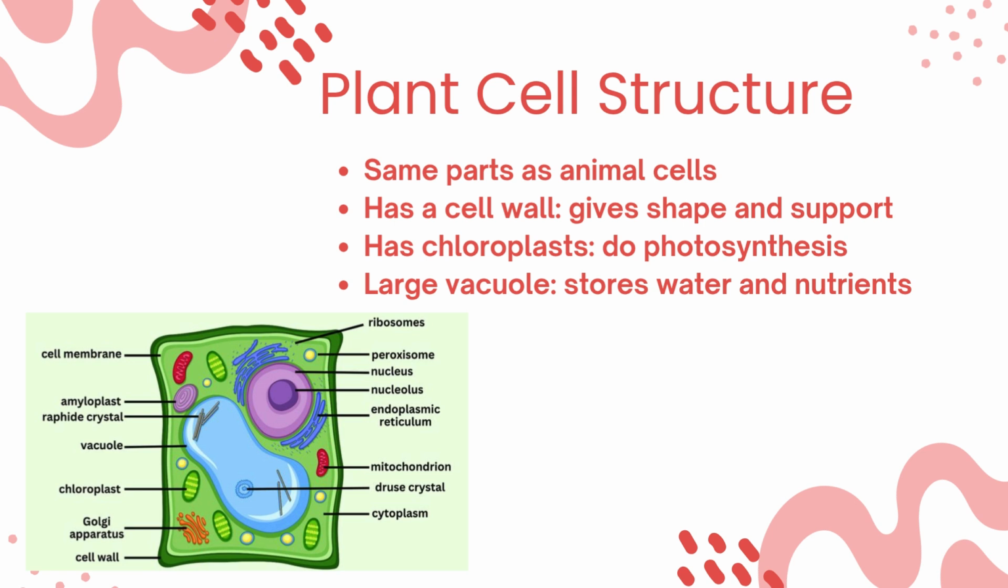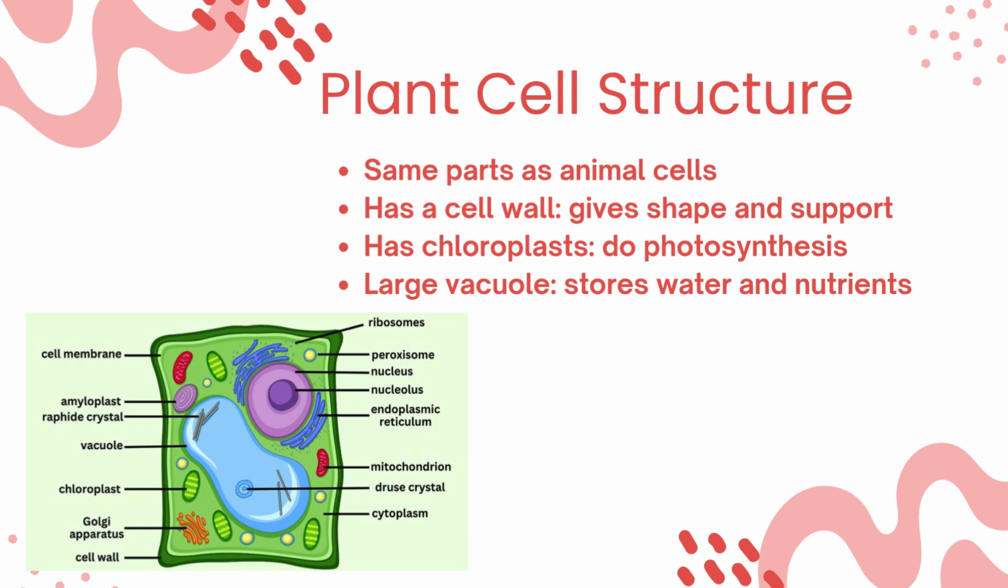Next is a plant cell. So plant cells have the same parts as an animal cell, but they also have some extra. The cell wall provides support. So something that the animal cell doesn't have that the plant cell has is a cell wall. It provides support to make the plant stronger.